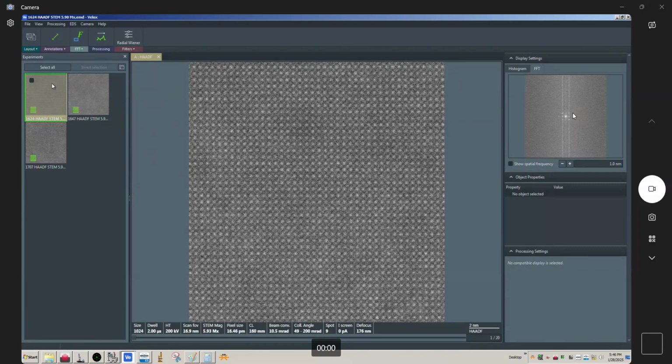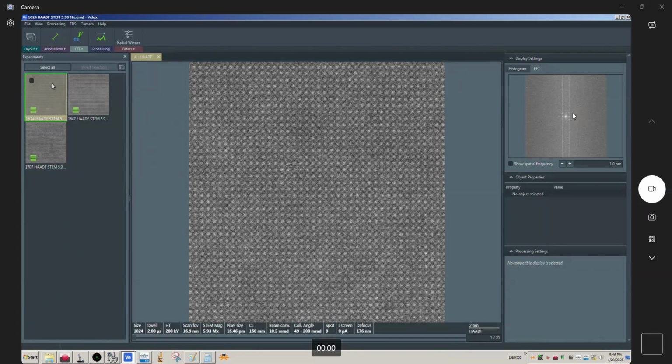I want to talk to you about using drift corrected frame integration and why sometimes it doesn't work as well as you would like it to, okay? And if you run into that problem, what you can do about it, okay? So we're talking about this within the context of Velox, okay?